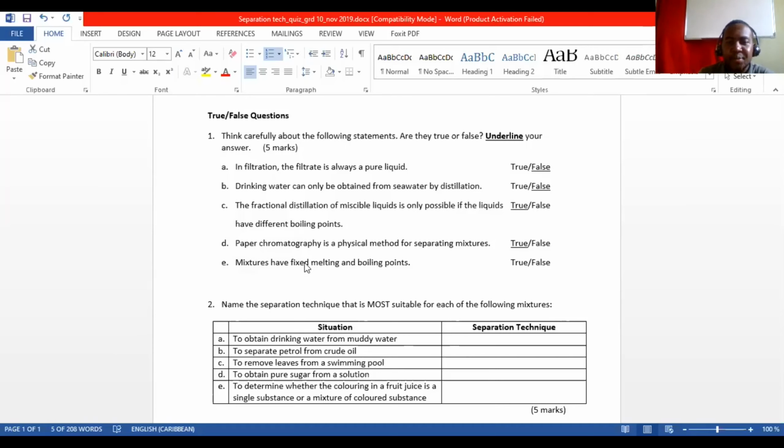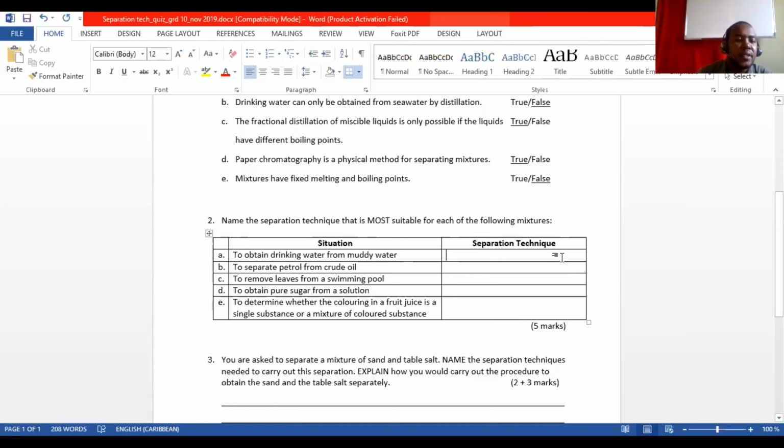All right, question 2. We need to name the separating technique that is suitable for each of the following mixtures. A, to obtain drinking water from muddy water. Which technique could we use to get drinking water from muddy water? Someone has filtration, no other options. Let's examine and see if filtration is possible. The important part here is drinking water.